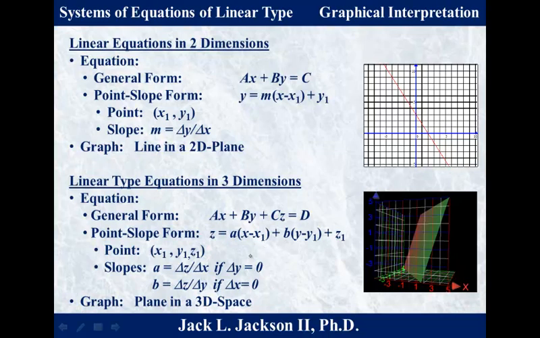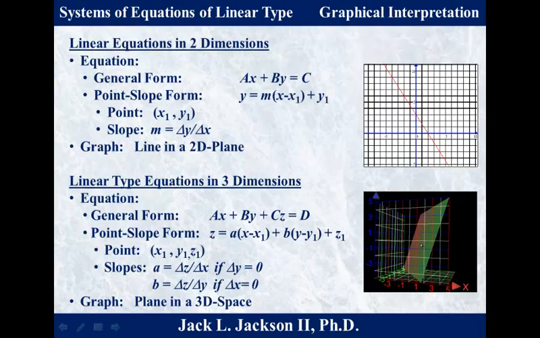And similarly, b is sort of the slope in the y direction, because if you let delta x be 0, then b is just delta z over delta y. So what that would mean if you're in the plane is like this. Here you get a graph of a plane. You can see an example of one here, because that's what it is. It's a plane in three-dimensional space.